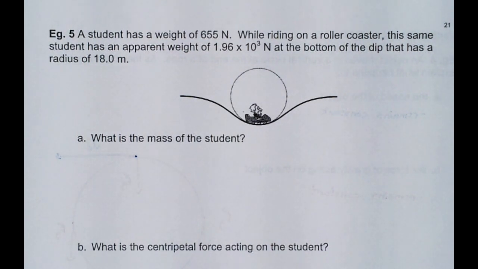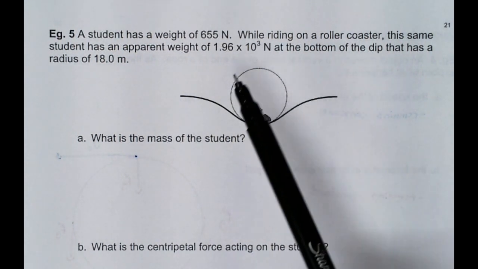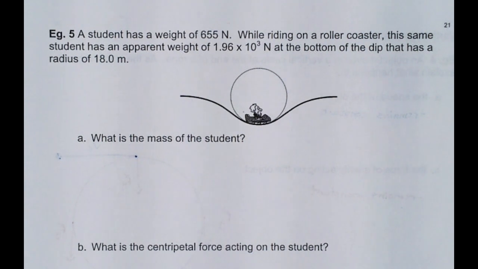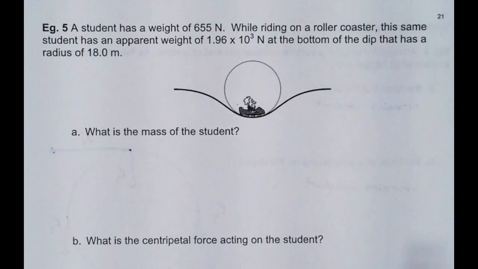So let's solve a problem for vertical circular motion. We have a student with a weight of 655 newtons. He is riding a roller coaster. The same student has an apparent weight of 1.96 times 10 to the 3 newtons at the bottom of the dip that has a radius of 18 meters. So this student is going through a loop-de-loop on the roller coaster. We want to first find what is the mass of the student.